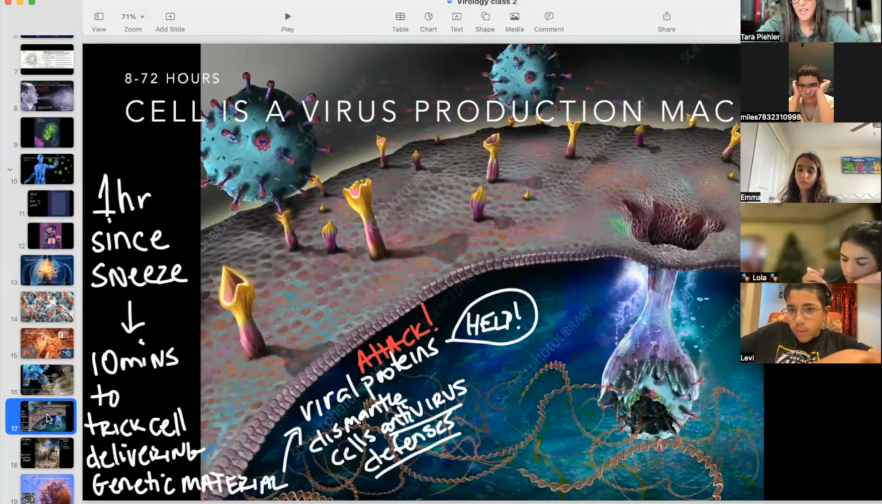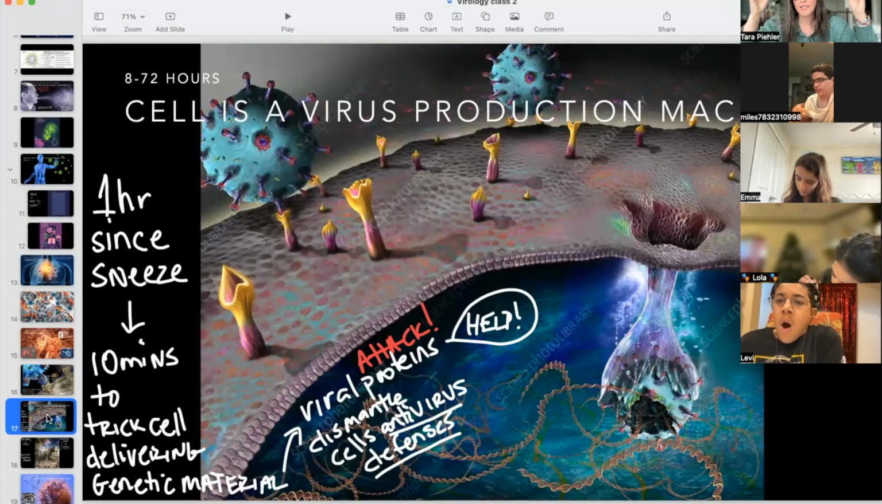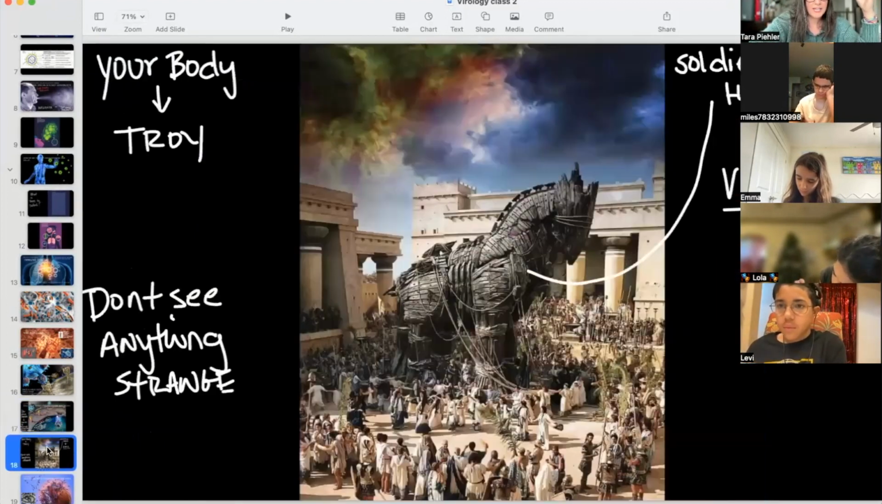Inside of that cell are antivirus proteins. And guess what? The virus also made attack proteins to kill the antivirus proteins. So the cell is kaput, right? This is no good, no bueno for us. We now have a cell that is just replicating a virus. That's its only job, to just crank out viruses. Who's ever heard of the Trojan horse story?